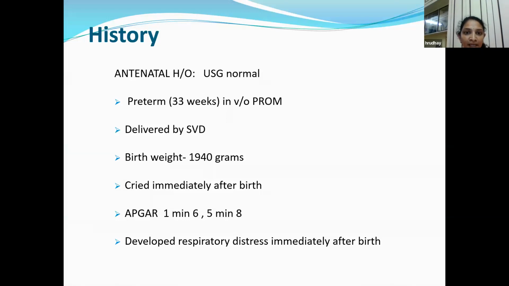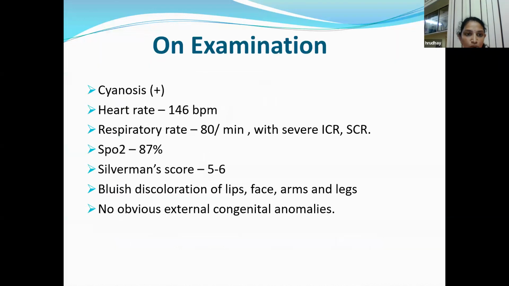A 33-weeker male baby delivered by spontaneous vaginal delivery with a birth weight of 1940 grams. Baby cried immediately after birth. ABGs were normal. Following the delivery, baby developed respiratory distress immediately after birth with a Silverman score of 5 to 6. Saturation at room air was 87% and respiratory rate was 80 with severe intercostal and subcostal retractions, and heart rate was 146, and baby had bluish discoloration of lips, face, arms and legs. That is, cyanosis is there. No obvious external congenital anomalies were seen.